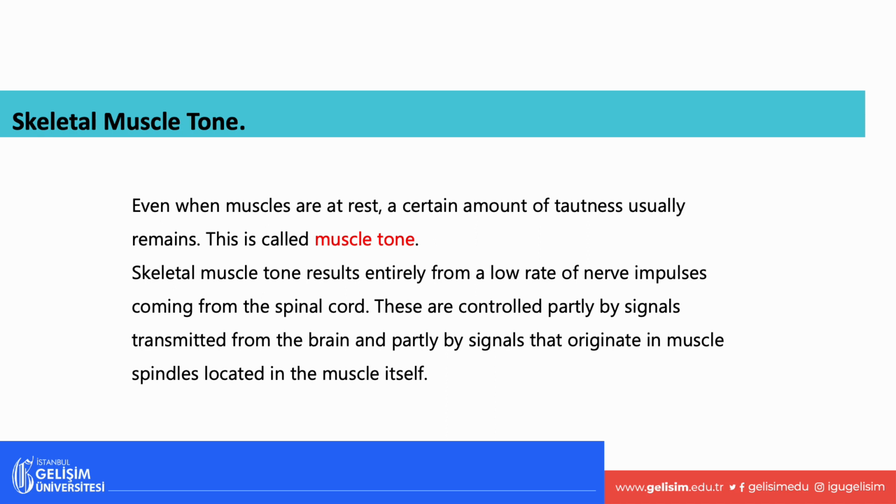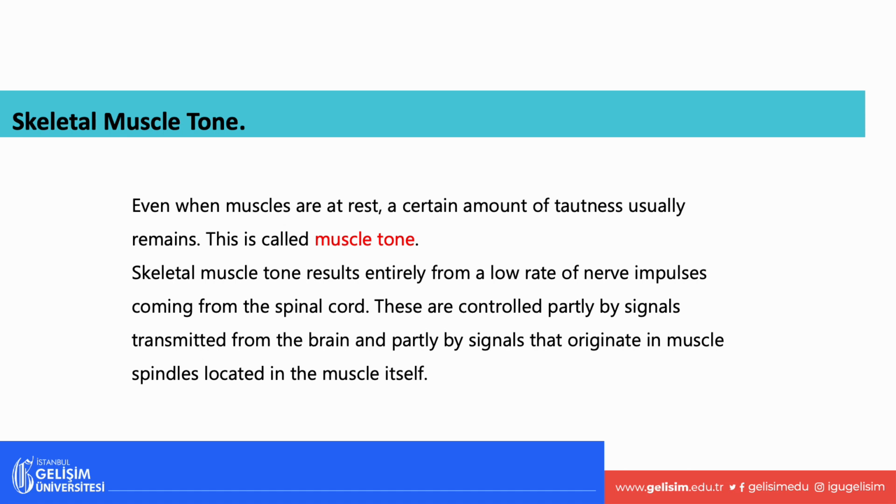So, what are these muscle spindles? Muscle spindles are sensory receptors that are embedded within skeletal muscles, and they're responsible for detecting changes in muscle length and tension. When a muscle is stretched, the muscle spindle detects a change and sends a signal to the spinal cord, which in turn sends a signal to the muscle fibers, causing them to contract and resist the stretch. This reflexive contraction helps to maintain muscle tone.